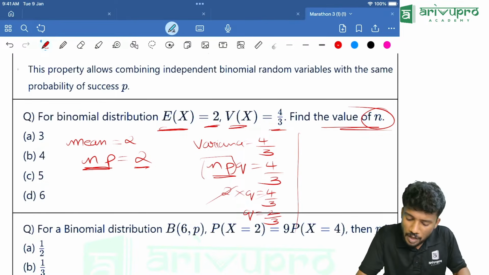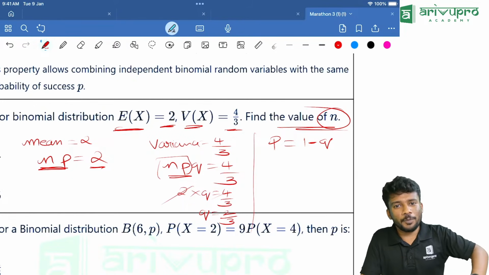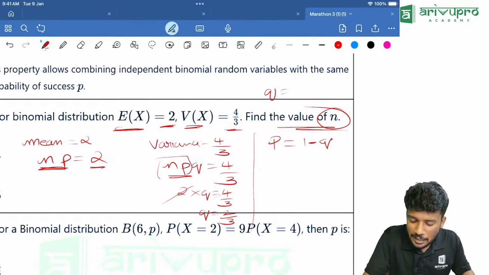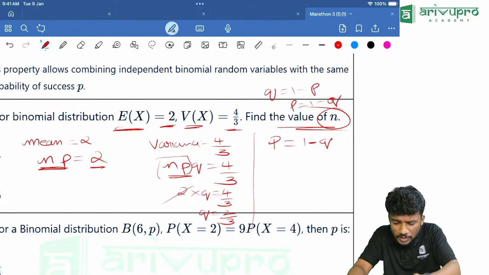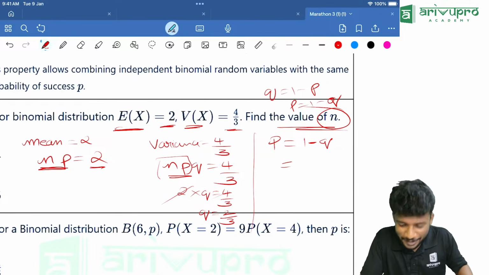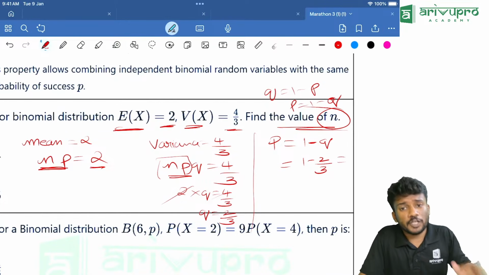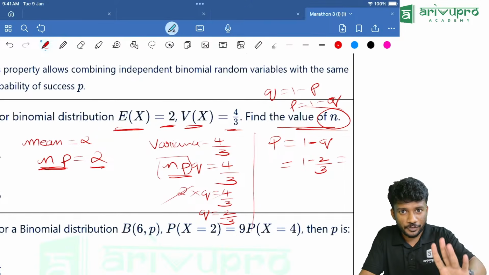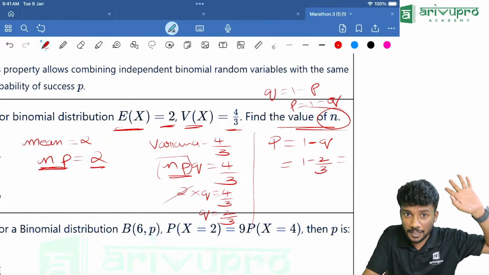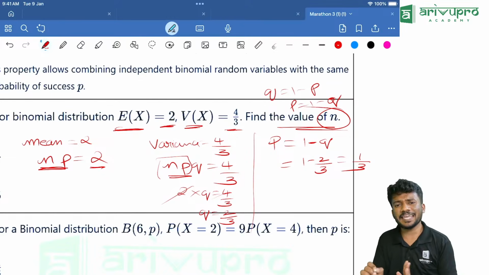Then from this, we will find the value of P. P is equal to how much? Nothing but 1 minus Q, because we can always take the opposite. Q is equal to 1 minus P, that means P is equal to 1 minus Q. Now we are putting it over here. 1 minus Q is 1 minus 2 by 3. If you are using the LCM method, anything is fine. If you don't know the LCM method, you will just use a calculator and find everything in decimal. So 1 minus 2 by 3 is 1 by 3. So P is 1 by 3.